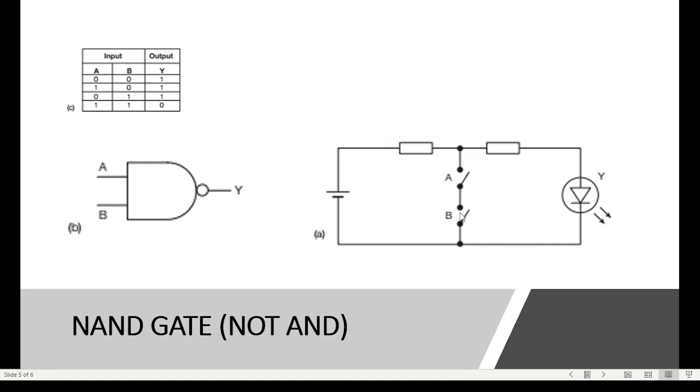Now B could be on, and what happened is that the current still has this gap here to come across at A, because A is not closed. Now if we close A and B, then we will notice that the output Y is off, and the current is traveling in this little section here, right?